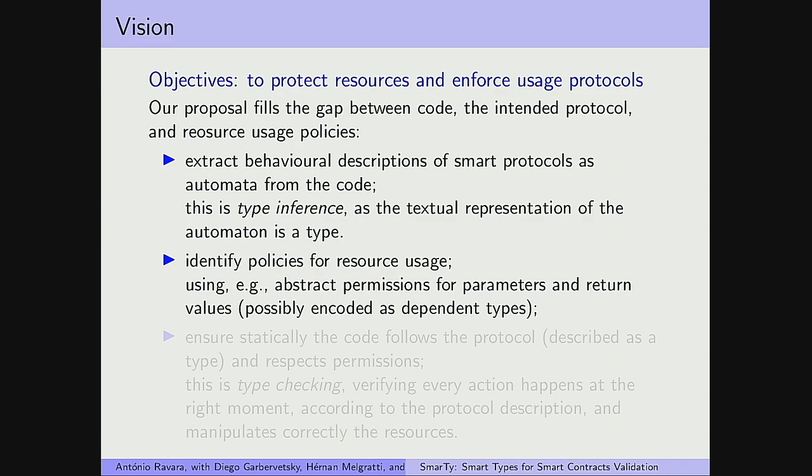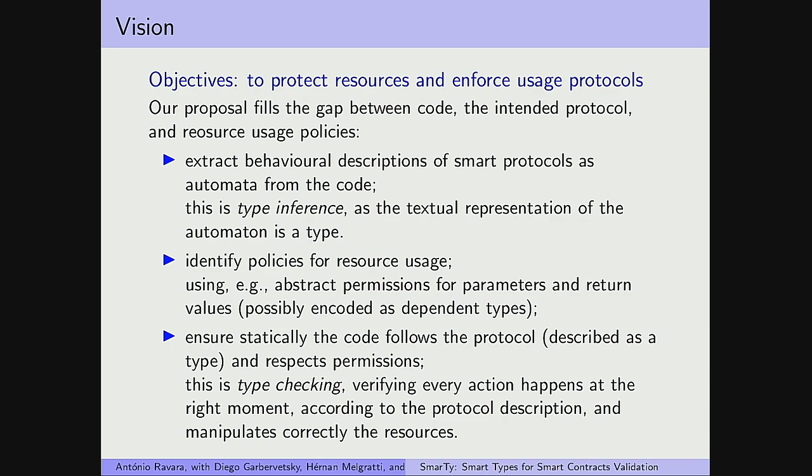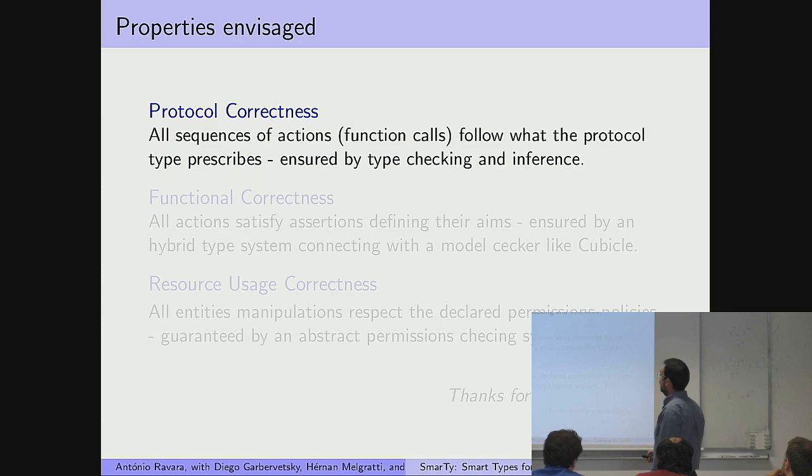Here I'm not fully sure that only with a fully static approach you can do everything you want to do with smart contracts. But basically, once you have the type abstraction of the behavior you want for the program and the code, you can check them both and just do type checking. This is the approach.